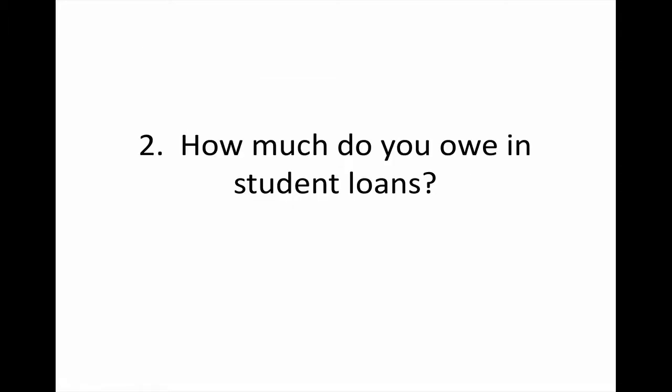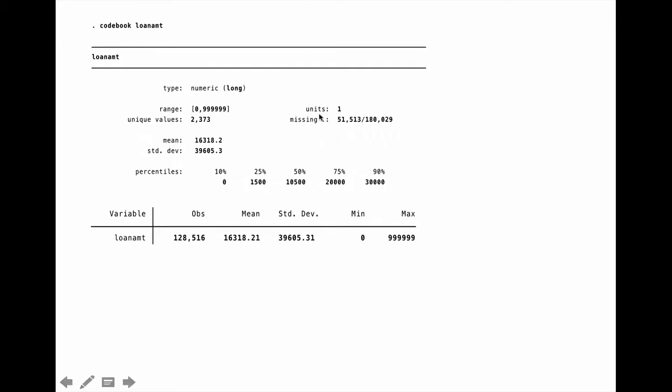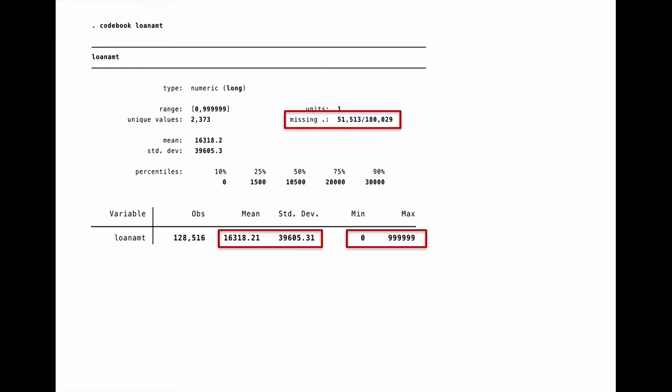How much do you owe in student loans? All right, here's my information. So you see we've got some missing data to deal with. That's why I needed the code book. Those are the observations that provided data. Mean, standard deviation, minimum, maximum. Mean, standard deviation, min, max, and missing data.